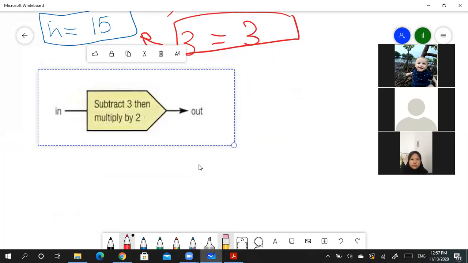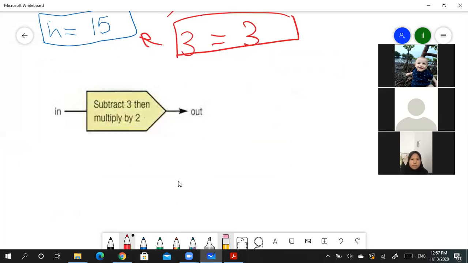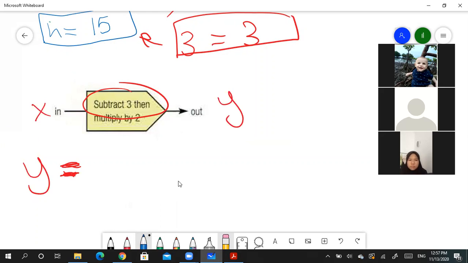The function would be subtract 3, then multiply by 2. Our input is x and our output is y. Our function should be y equals what? Equals the rule, and the rule should be represented or described in terms of x, right? So subtract 3 from x, from the input. So x minus 3, then multiply by 2.